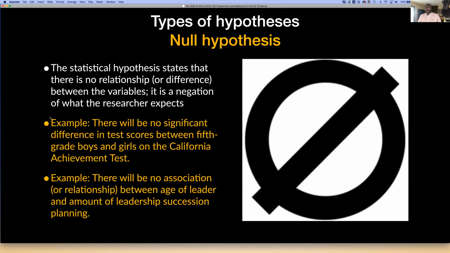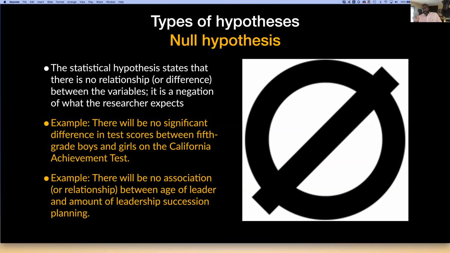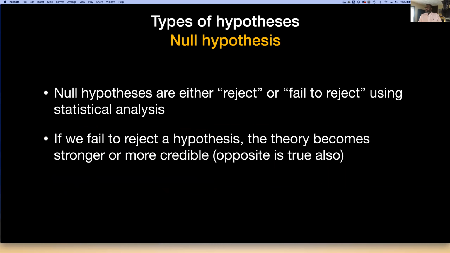I used a directional hypothesis in my dissertation because I expected there to be a relationship, and there was, of course. But just for the terms, it's really easy to learn statistics using null hypothesis. It's just really clear. And when you fail to reject a hypothesis, it makes the theory stronger. All right. If you reject the null hypothesis, then the opposite is true.